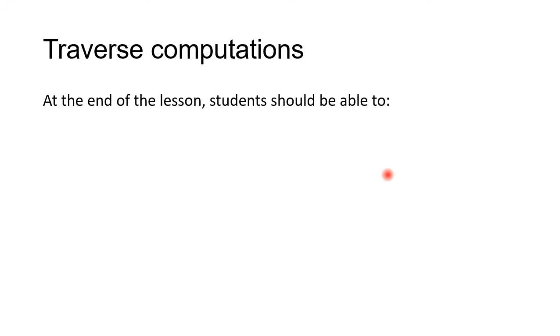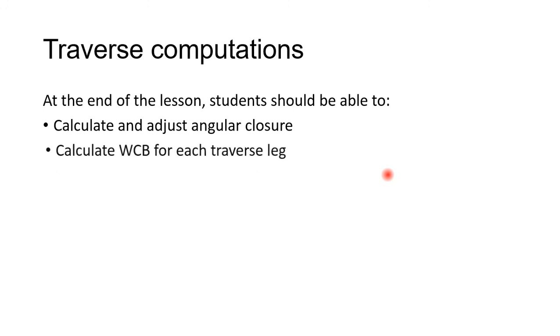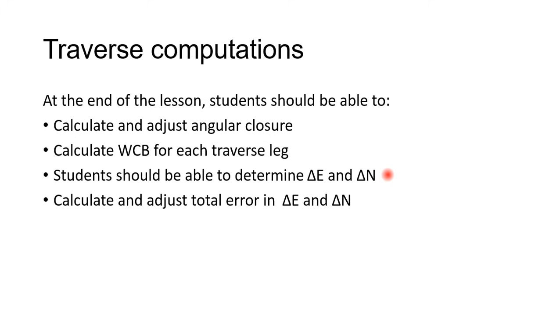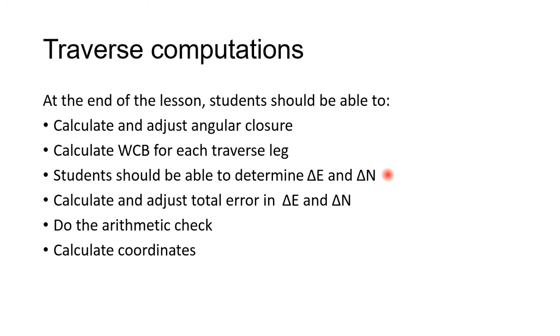At the end of this lesson, you are supposed to be able to do the following: to calculate and adjust angular closure, to calculate the whole circle bearing for each traversal leg, and students should also be able to determine the change in eastings and change in northings. And again, calculate and adjust the total error in the change in northings and change in eastings, and also do the arithmetic check, and also do the coordinate calculations.